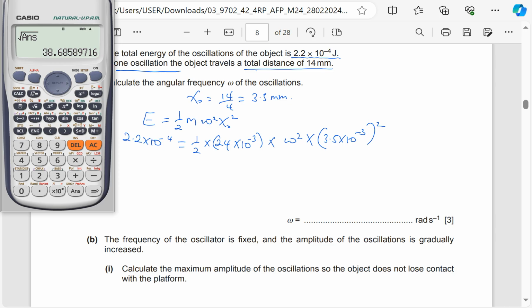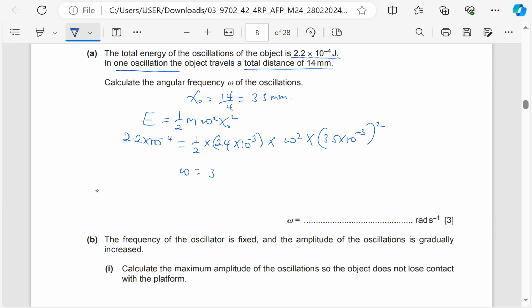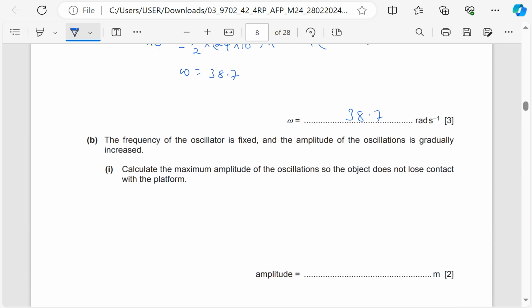So omega equals 38.7. If you want, you can write 39. Then the frequency of the oscillator is fixed. So F is fixed, which means omega is fixed, because remember omega is equal to 2 pi F. So if F is fixed, omega is fixed.